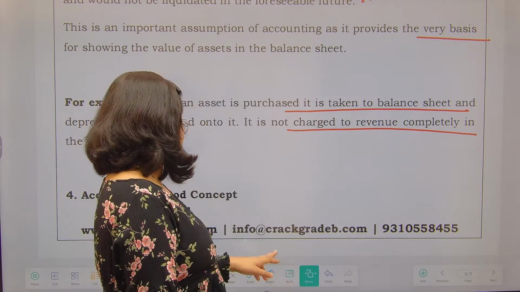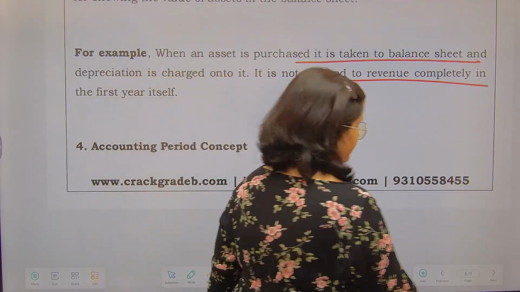Okay, now the next is accounting period concept.